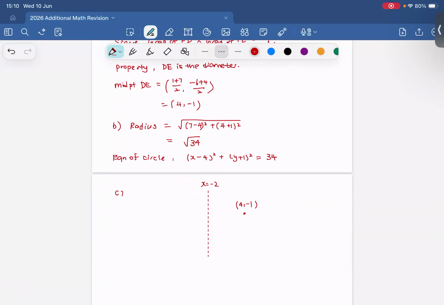Then you see, when you reflect, what is your new center? This distance equals this distance. Once you have your new center, the radius remains unchanged. You will be able to form your new equation.